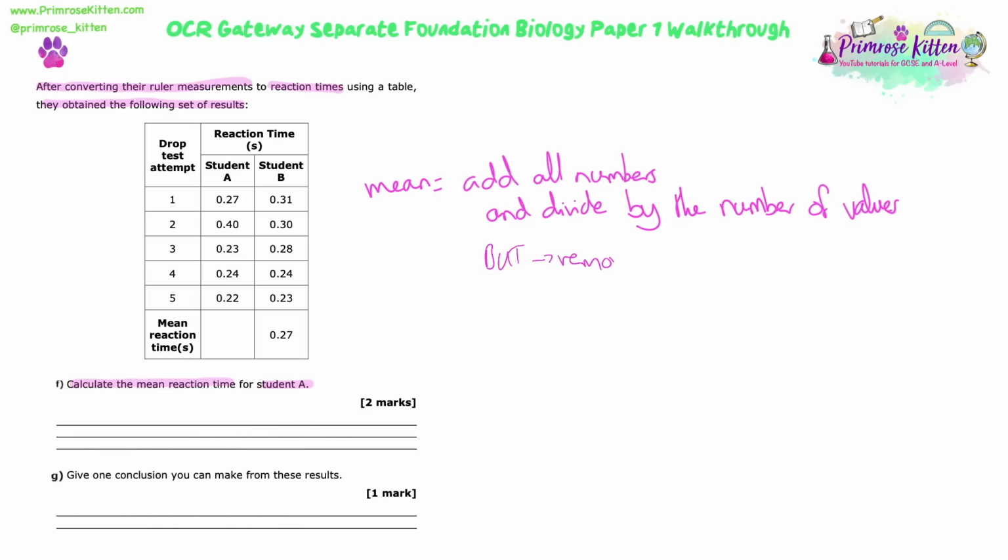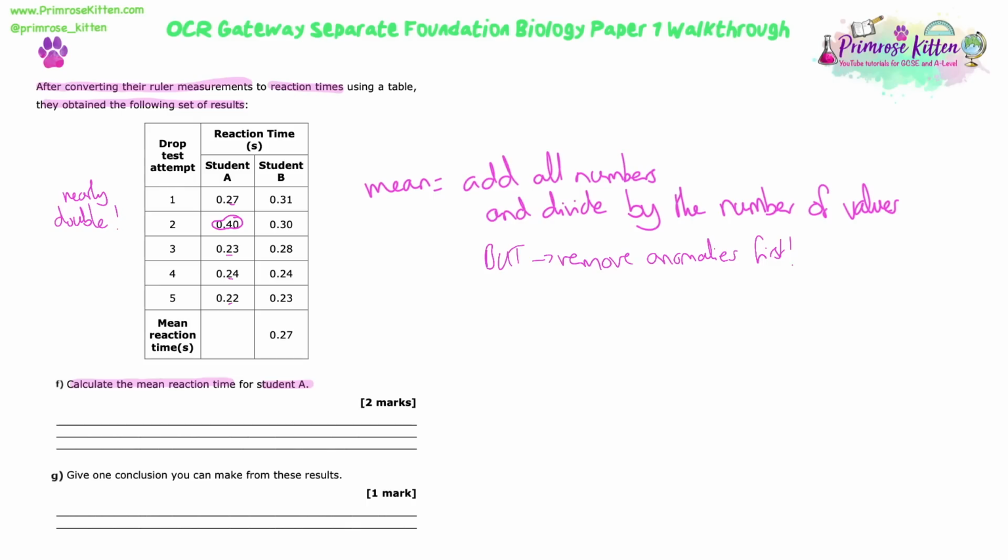So I'm looking at the list for student A, so we've got 0.27, 0.4, 0.23, 0.24, and 0.22. Now the 0.4 is jumping out at me immediately as a potential anomaly because it's nearly double all of the other values. And if you look over to student B as well, their highest was 0.31. So it's way higher than any number on the table, whether it's for student A or student B. So I would say that this is most likely an anomaly, given how close in range all of the other numbers are. They're all in the 20s.